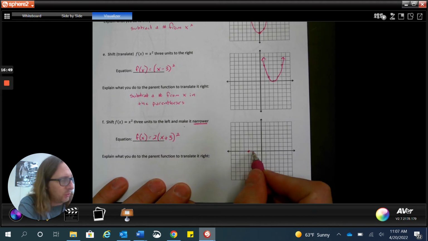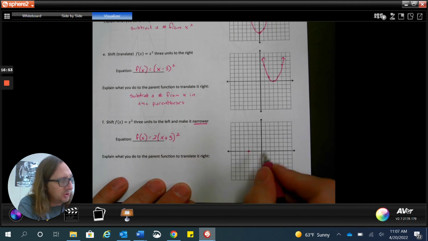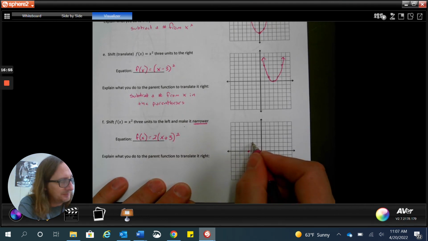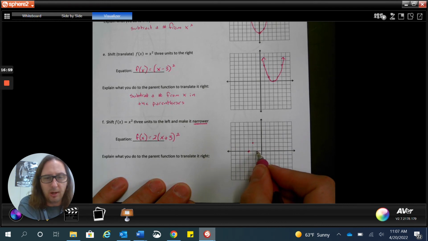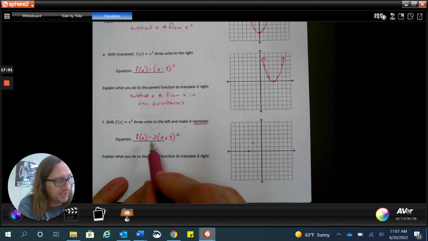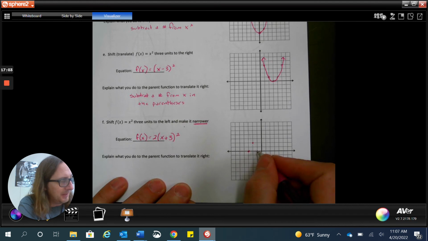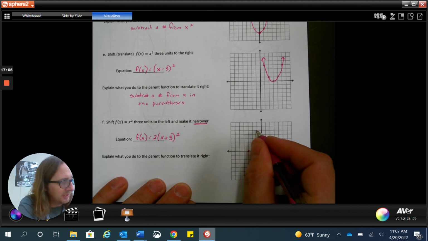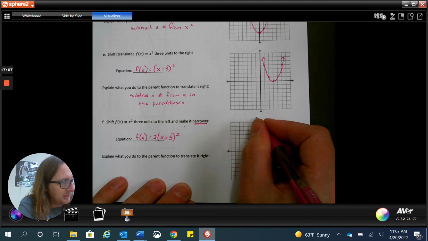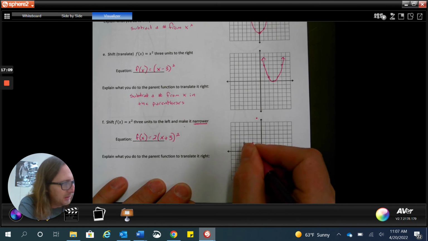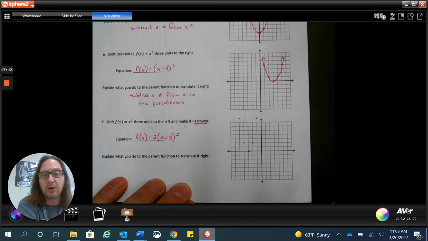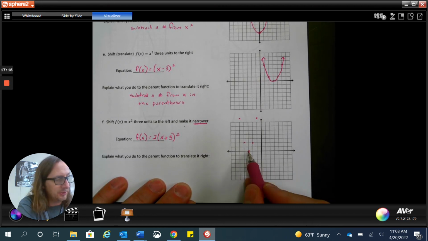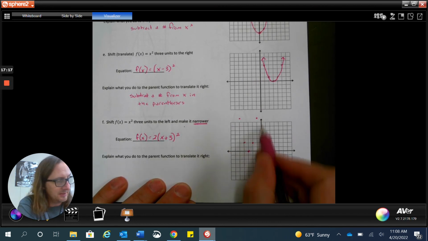So when I go over 1, normally I go up 1 on the parent function, but since I'm multiplying by 2, I'm going to go up 2 instead. Normally if I went over 2, I'd go up 4 on the parent function, but we're doubling it here, so I'm going to go up 8. 1, 2, 3, 4, 5, 6, 7, and 8 right there. And there's our new parabola. It is 3 units to the left, and it's narrower.